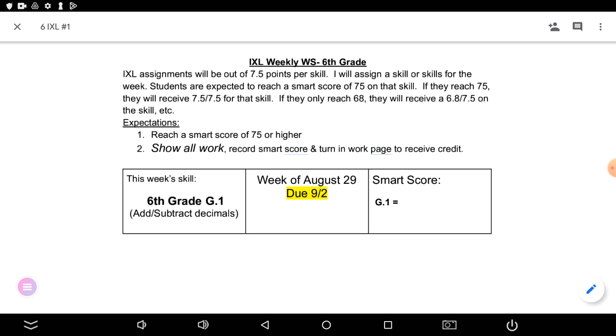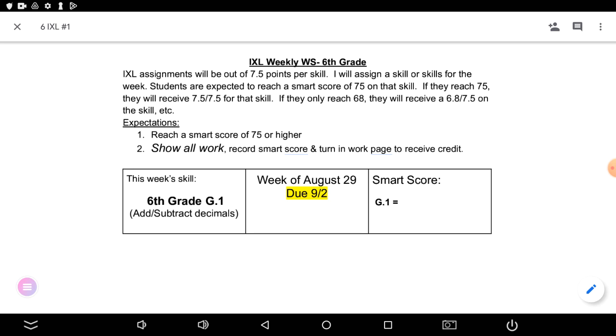Okay, this week I'm only giving you 1 skill in big bold print. I put 6th grade G1, because when you first log into IXL, it will probably still be on 5th grade. This week, I also wrote in what skill it is, add and subtract decimals, because if you don't notice you're in 5th grade, but you go to skill G1, it will not be add and subtract decimals.